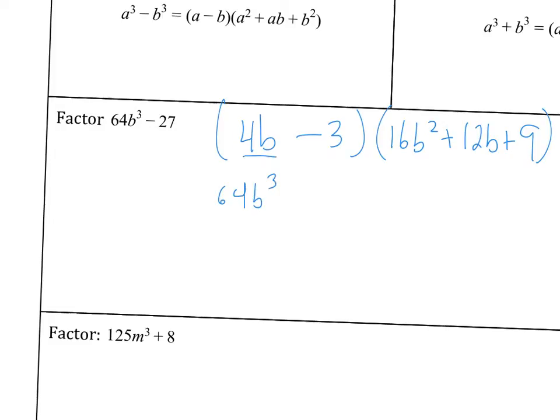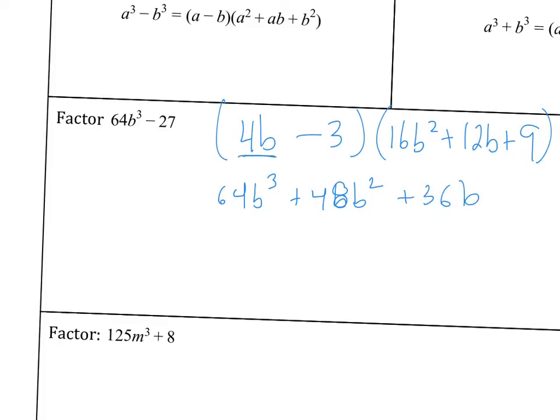Then I'm going to do 4b times 12b. So 4 times 12, I could double 12 twice, is 48. b times b is b squared, and it's positive, so I have positive 48b squared. That's a weird looking 8. And then 4b times 9 is going to be 36 with a b tacked on the end.